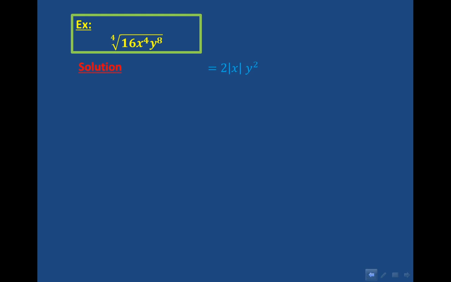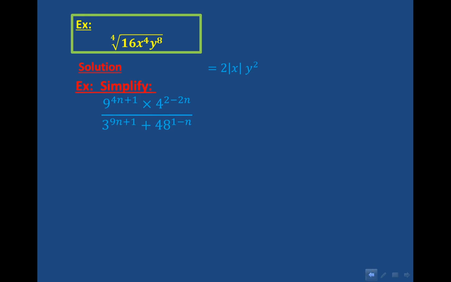And the fourth root of x power 4, remember that the nth root of x power n equals absolute value of x if n is an even number. Therefore, the fourth root of x power 4 equals absolute value of x. And the fourth root of y power 8 equals y power 2. Here the final answer equals 2 absolute value of x y squared.